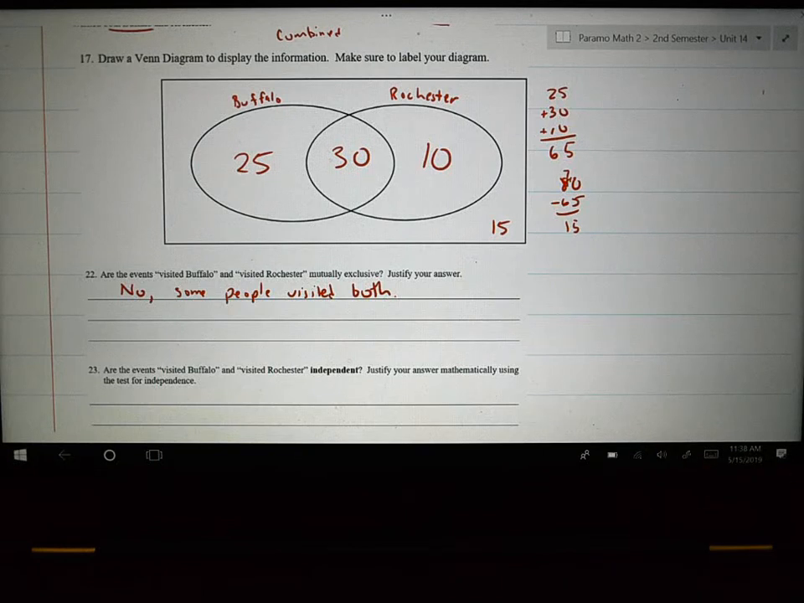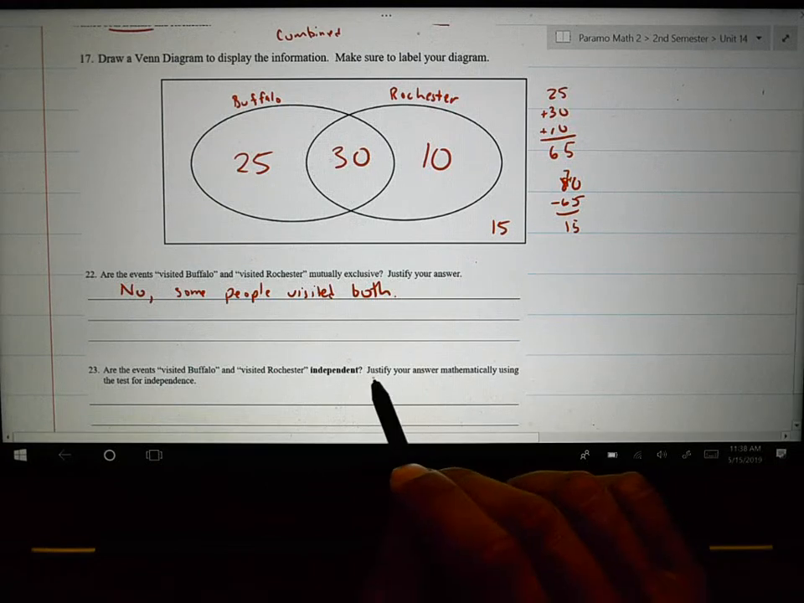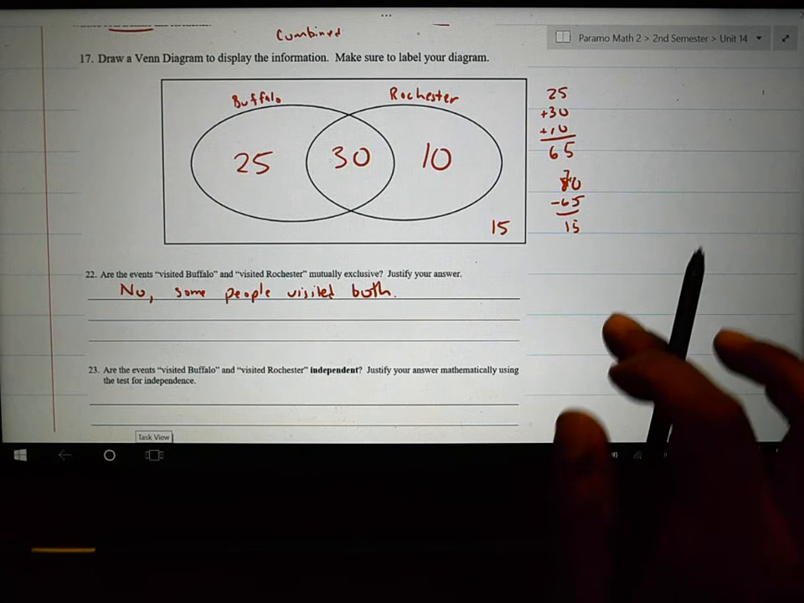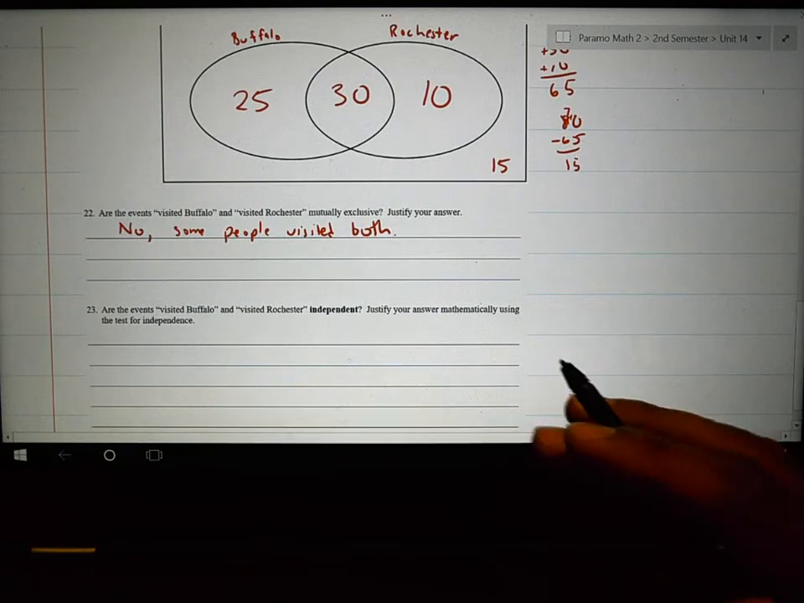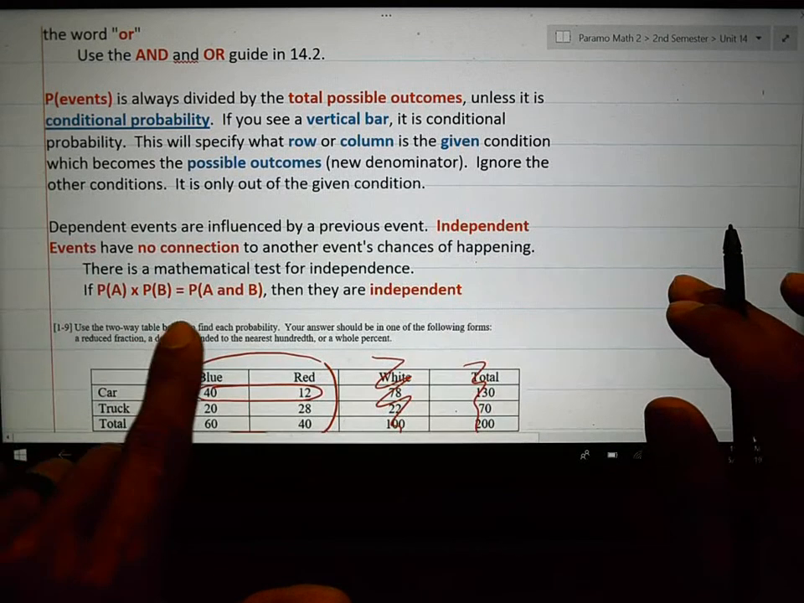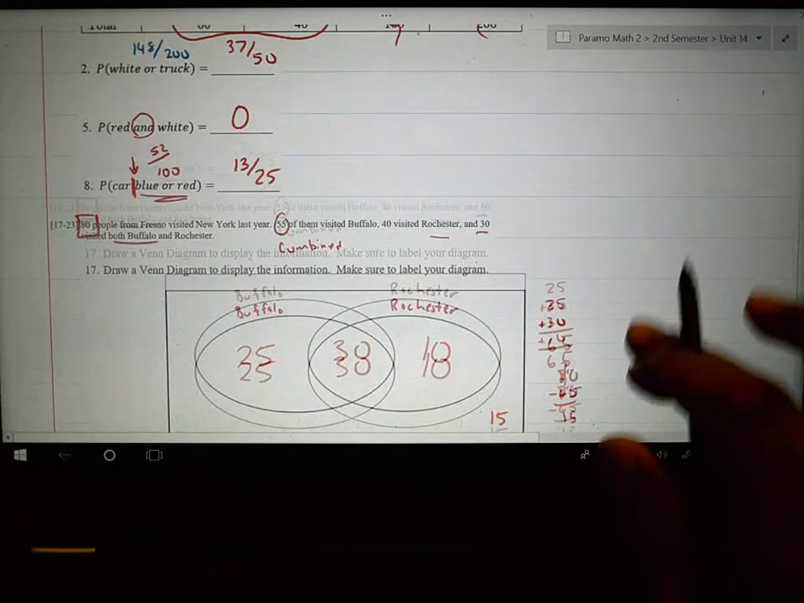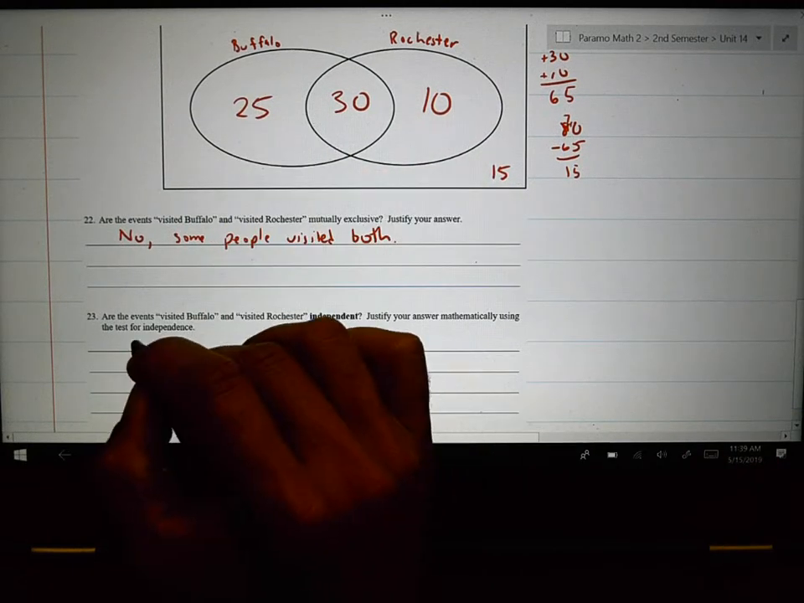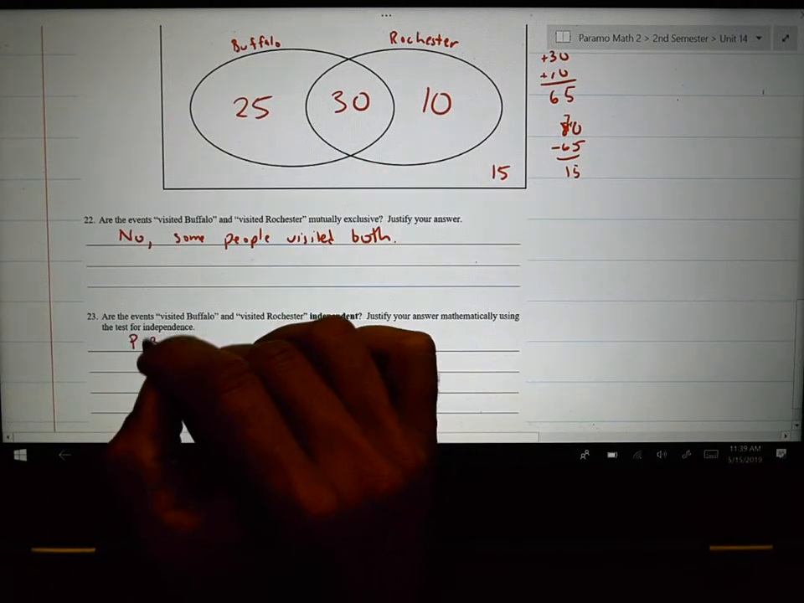23 says, are the events visited Buffalo and visited Rochester independent? Now you might think, well, does this depend on that? Maybe. But there's a test for it. Justify your answer mathematically using the test for independence. Earlier we wrote down, what's the probability of A times the probability of B, and what's the probability of both? Here's what that means. The probability of going to Buffalo, I'm going to put probability of Buffalo, just like a big B.